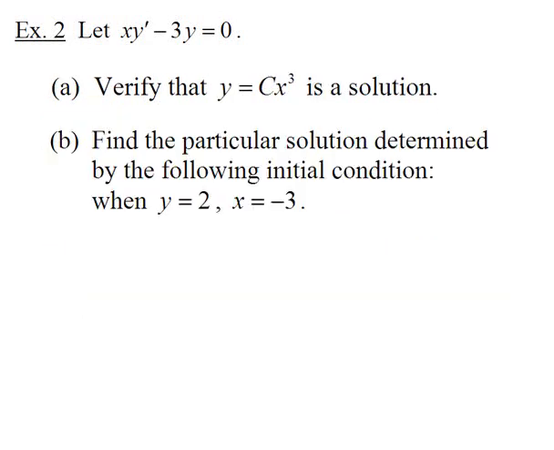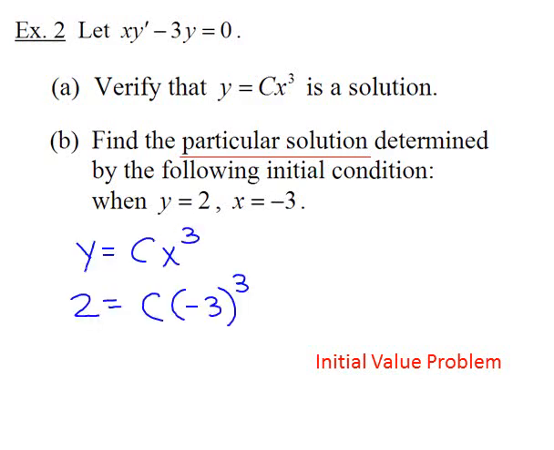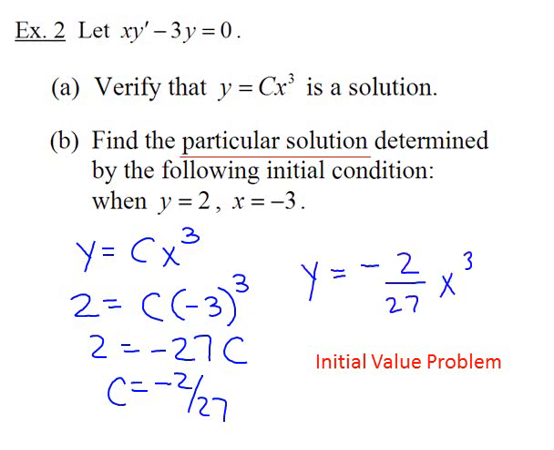Continuing to part B of this example, the solution we seek is called a particular solution because y = cx^3 is a family of curves that would satisfy the differential equation. We'll find a solution that passes through a particular point. Because we're given a particular point through which our solution should pass, this is called an initial value problem. Substitute the values of x and y into the equation y = cx^3 and solve for the constant c. This makes our particular solution y = -2/27 x^3.